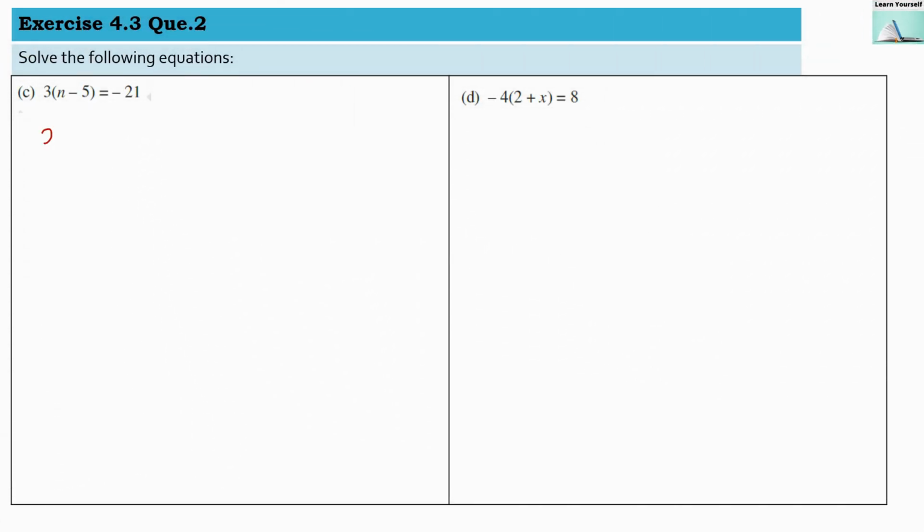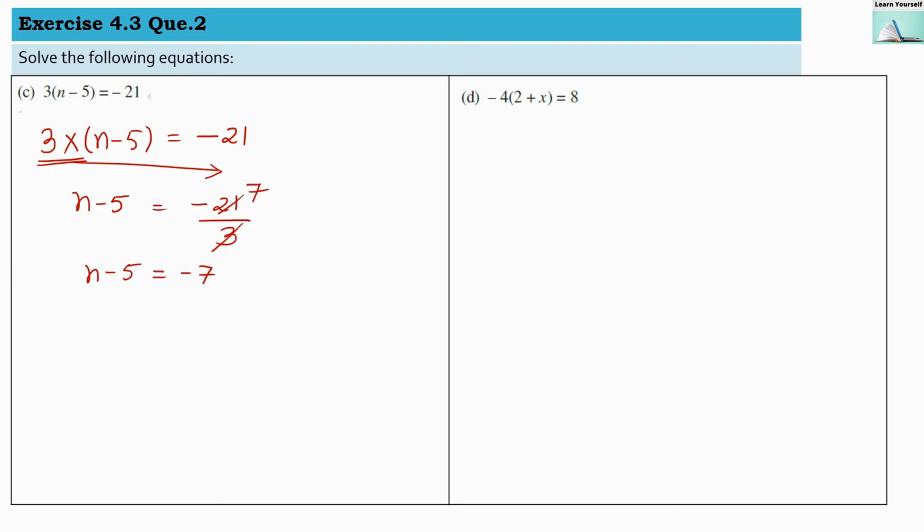Equation C is 3 in multiplication with n minus 5 equals to minus 21. So this 3 which is in multiplication will go to denominator once it will change the side. So n minus 5 equals to minus 21 divided by 3. So 7 3s are 21, but this 7 will get minus sign. So this is minus 7. 5 is along with minus sign. Once it will change the side, it will become positive. So n equals to minus 7 plus 5.